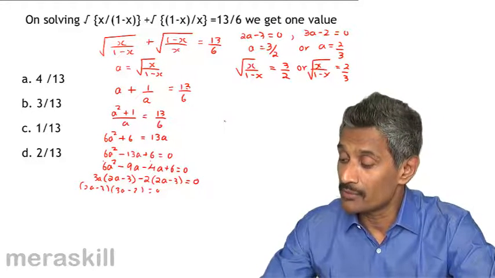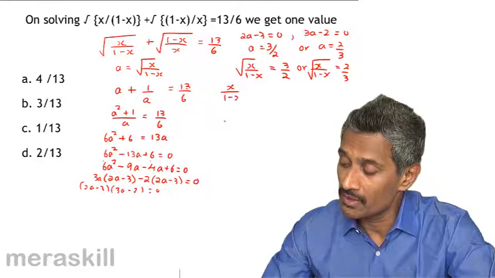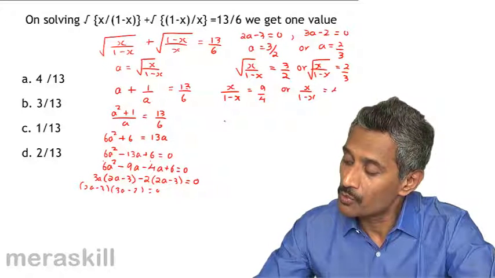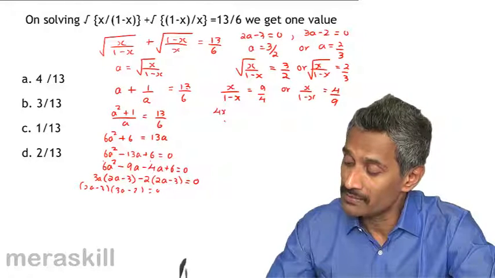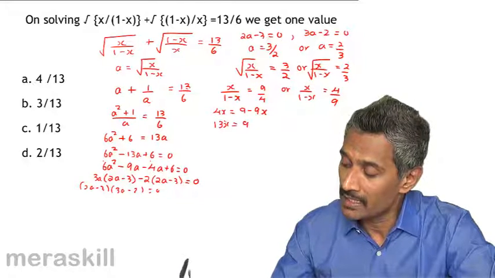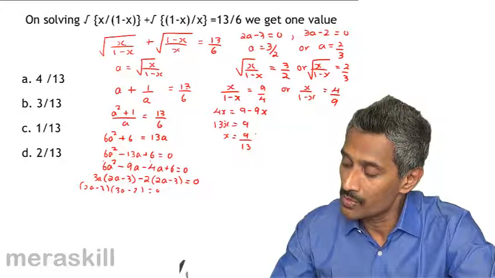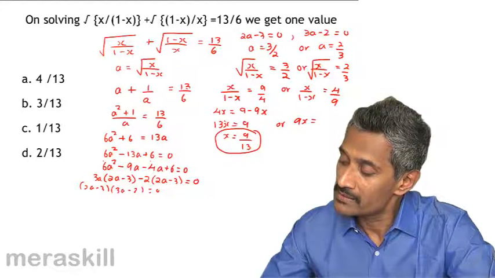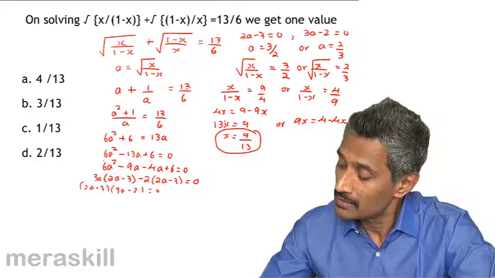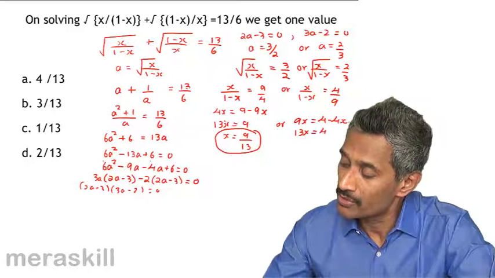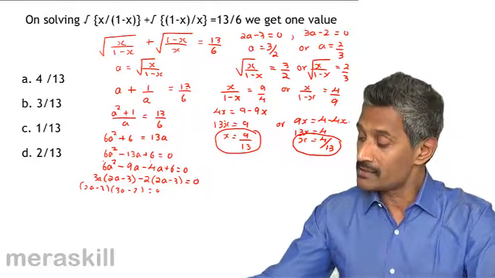Now we need to square both sides. When you square both sides, you get x upon 1 minus x is 9 by 4 or x upon 1 minus x is 4 by 9. Cross multiply, you get 4x is equal to 9 minus 9x, which would be the same as 13x is 9 and x is 9 by 13. This is one option which is not featuring here. Or cross multiply, you get 9x is 4 minus 4x, and you get 9x plus 4x is 13x is 4, and you get x as 4 upon 13. So either x is 9 by 13 or x is 4 by 13.